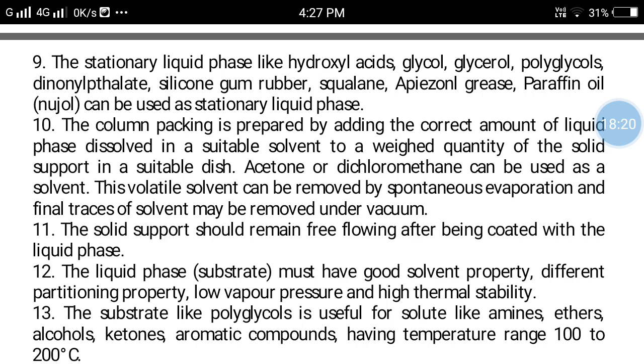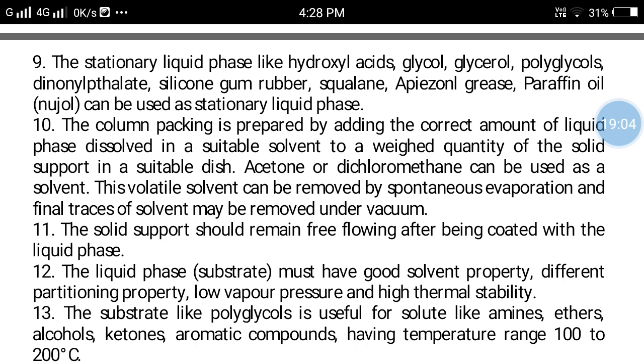The column packing is prepared by adding the correct amount of liquid phase dissolved in a suitable solvent to a weighed quantity of the solid support in a suitable dish. Acetone or dichloromethane can be used as a solvent. This volatile solvent can be removed by spontaneous evaporation, and the final traces of the solvent may be removed under vacuum. The solid support should remain free flowing after being coated with the liquid phase. The liquid phase substrate must have good solvent property, different partitioning property, low vapor pressure and high thermal stability.